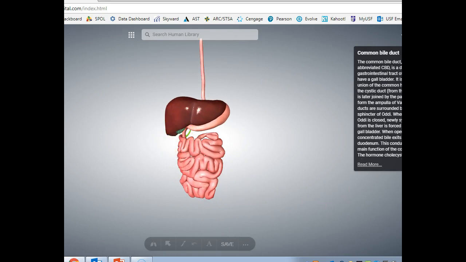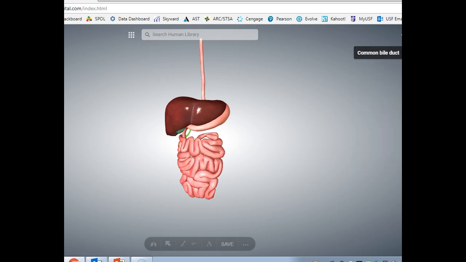So with the liver and the gallbladder, again, the function is mostly going to be bile production, which we'll talk about a little bit later, but it is going to play a role in that fat breakdown. So the liver is going to produce it, the gallbladder is going to store it, and then the ducts are going to bring the bile from those two structures down into the duodenum.